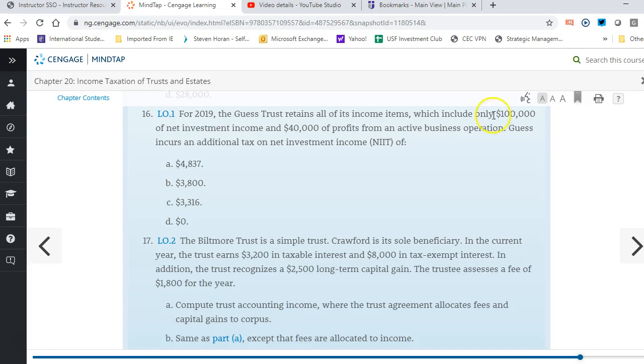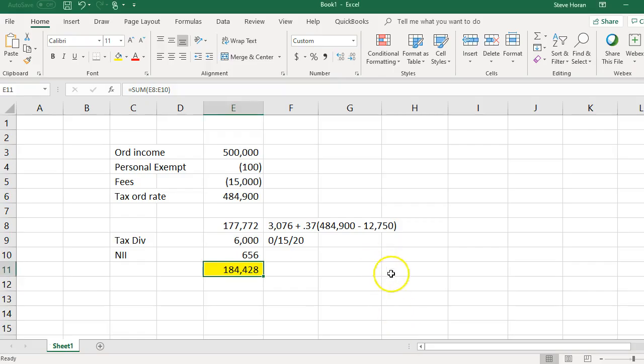Now, we have to subtract, though, the deduction of $12,750. So I start out with 100,000.